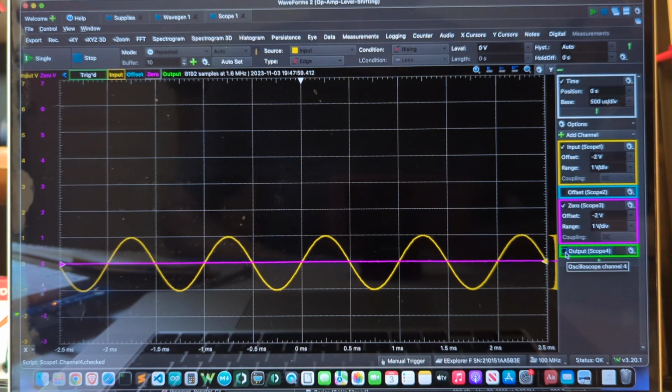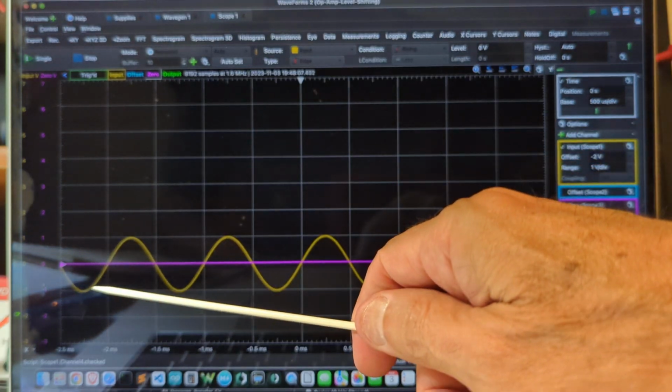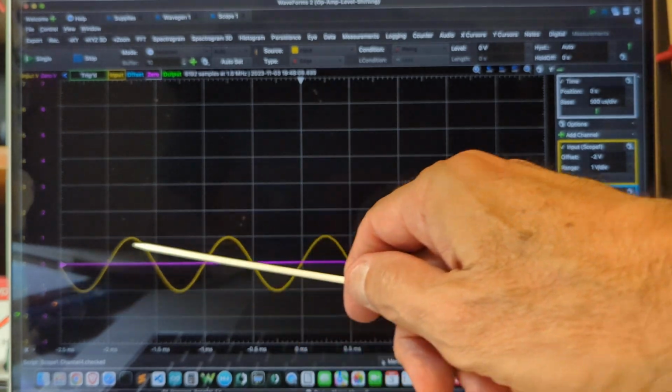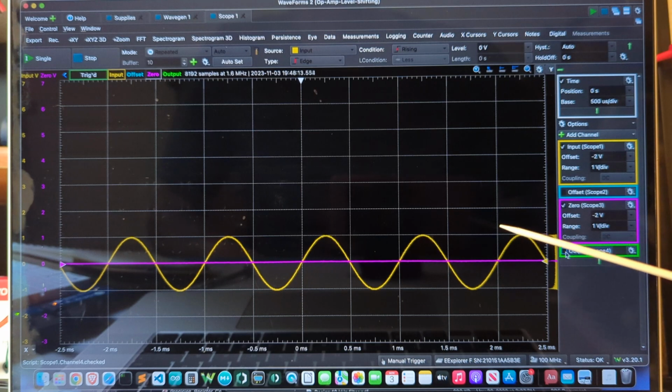This video is about level shifting a signal using an op amp. And we'll start by looking at the scope. Let's say you have a sinusoidal signal, for example, that is symmetric around zero. That's the pink line shown here.